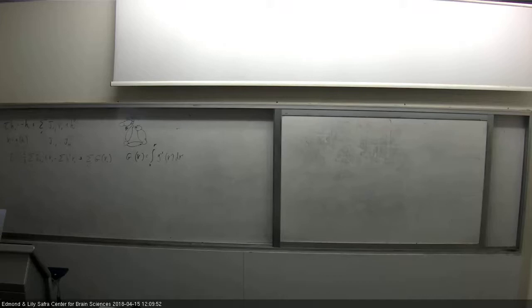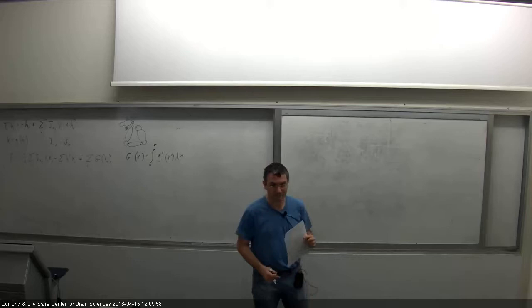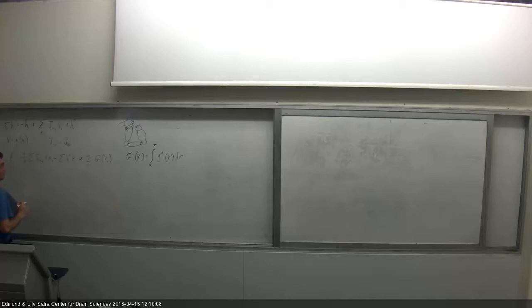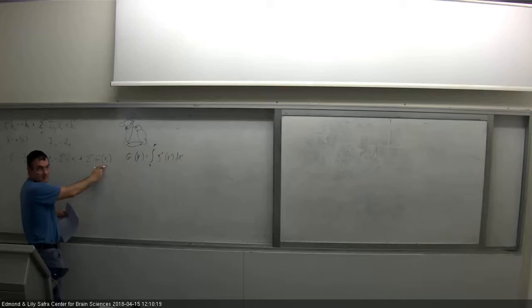Okay, sorry, I didn't understand your question. So E is a function. So the question is, this E, sum over i of G of Ri. Ri is a variable.